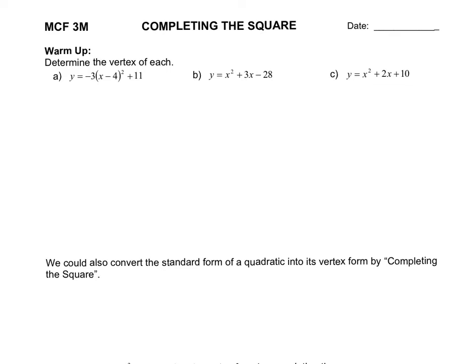Our first question here is a warm-up question to determine the vertex of each of these quadratics, these parabolas. So take a moment, put the video on pause, and try to figure these questions out.